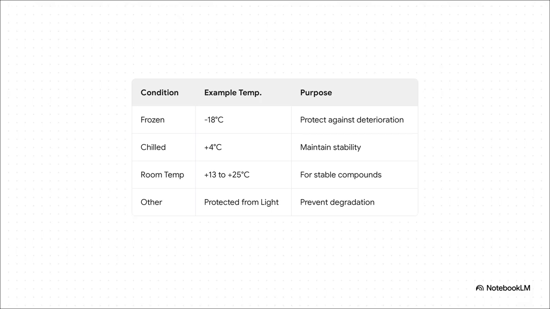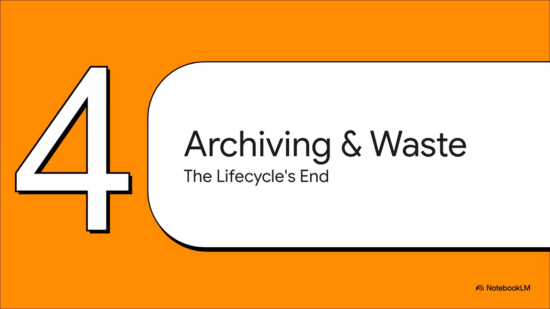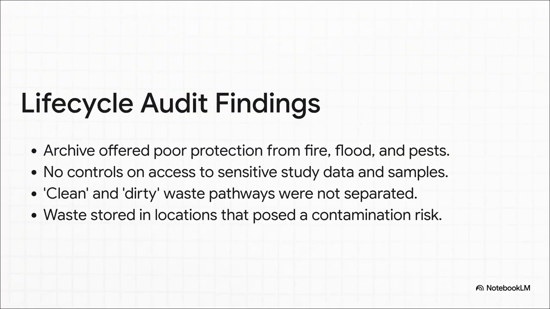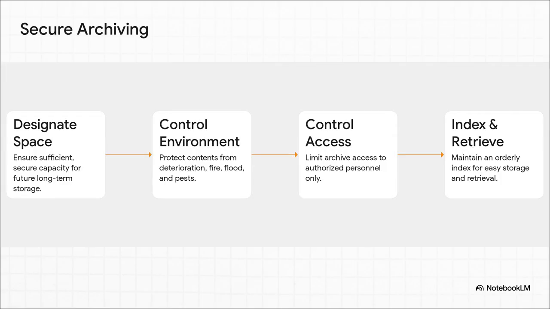Okay, for our final area of focus, let's look at the beginning and the end of the material life cycle. We're talking about the archive, which protects all your past data, and waste disposal, which is crucial for protecting your current studies. Apex's archives, well, they were a disaster waiting to happen. Years of work were vulnerable to everything from fire to pests. And even worse, their waste handling was so poor, it was actively creating new risks for the expensive studies they were running right now.